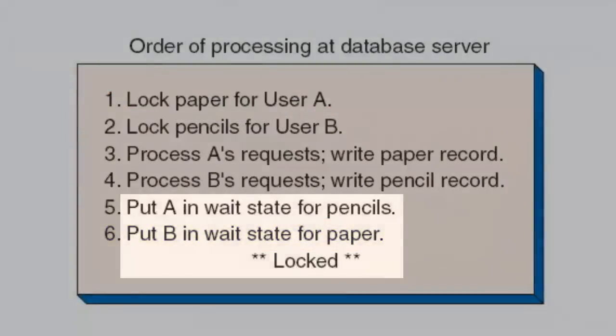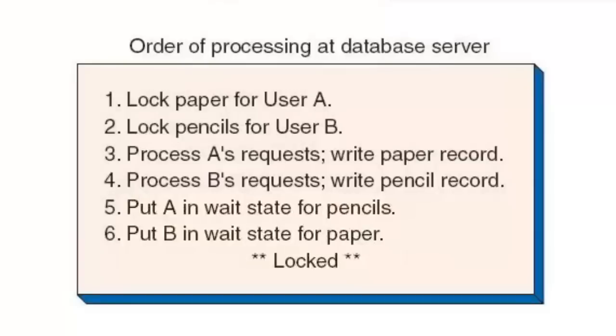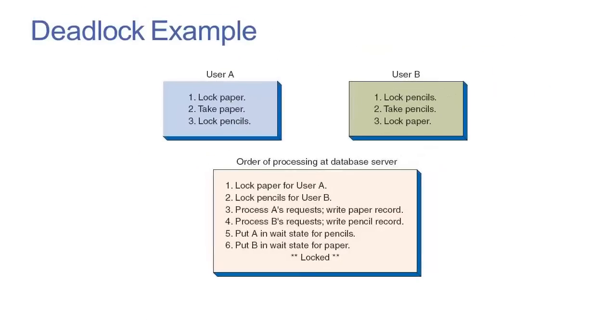Thus, the database would put user A in a wait state for the pencils to be released, while user B would be put in a wait state for the paper to be released. And these two transactions would then wait on each other indefinitely, and neither would be able to complete its tasks, because the resources that it needs to complete its tasks are locked by another user. Database management systems must therefore incorporate a mechanism for detecting or avoiding this deadlock situation.